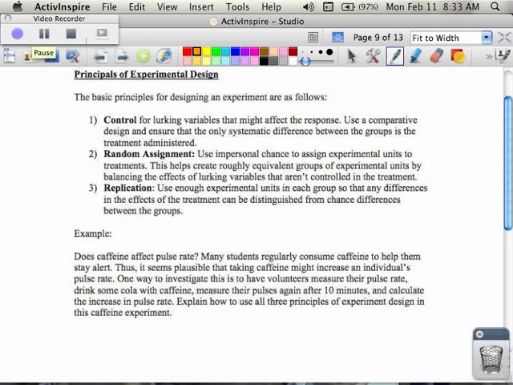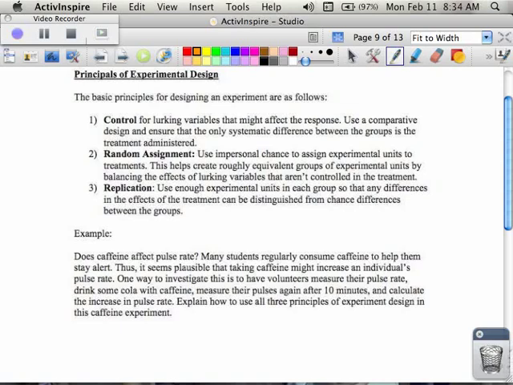So in the principles of experimental design, there are three important things. One is you want to control for lurking variables that might affect your response. You want to use comparative design and ensure that the only systematic difference between the groups is the treatment that you're administering. That was what we talked about with lurking and confounding.